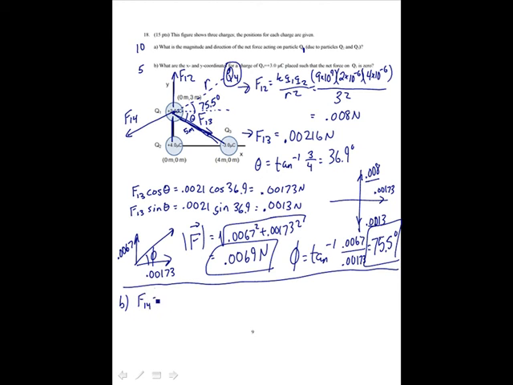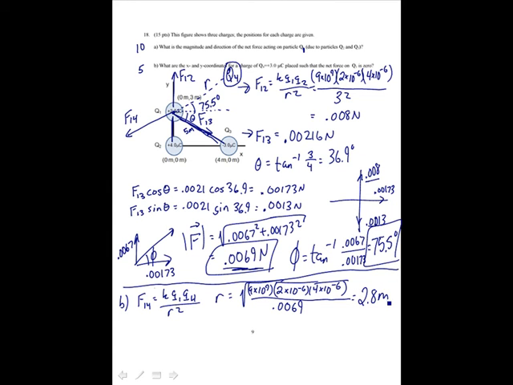F14 is K Q1 Q4 over r squared. So r then is the square root of 9 times 10 to the 9th times Q1, which is 2 times 10 to the minus 6, Q4, 4 times 10 to the minus 6, over F14. F14 is going to have to equal the magnitude of this force, so 0.0069, in order to equilibrate it. So that gives me 2.8 meters.